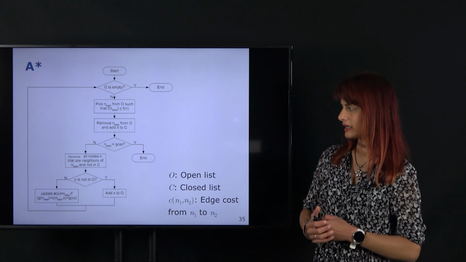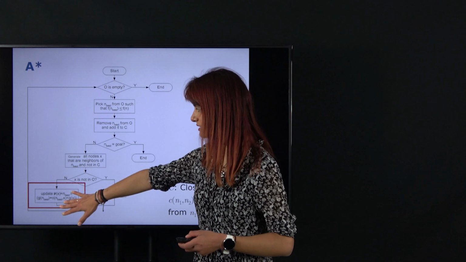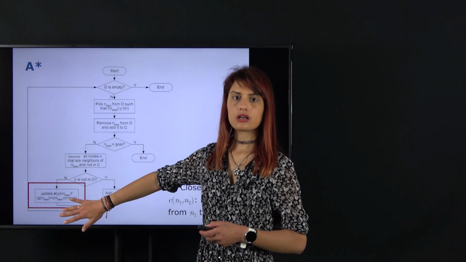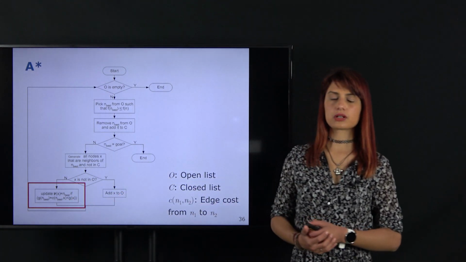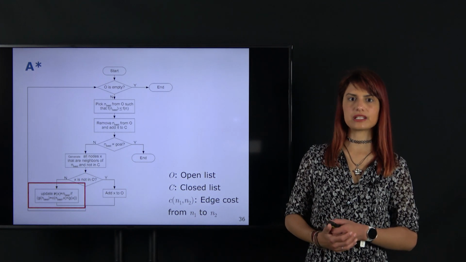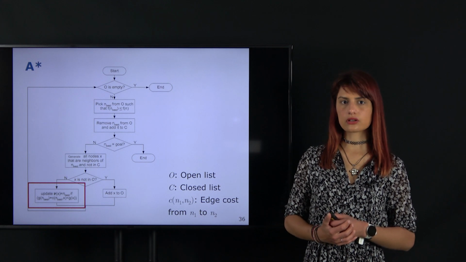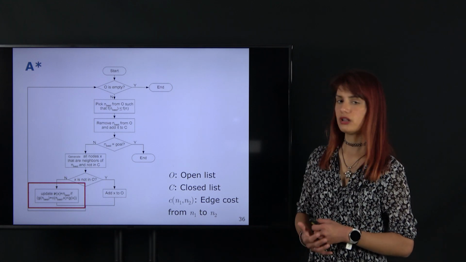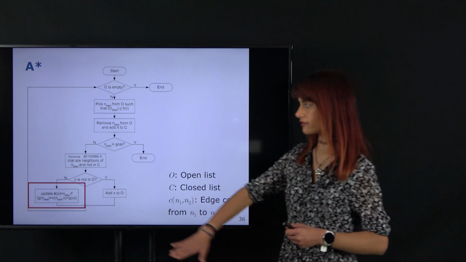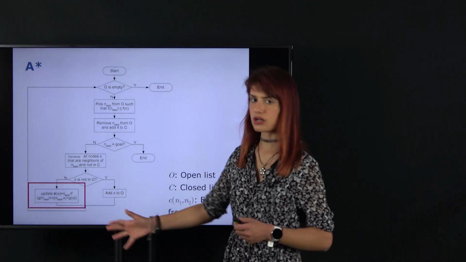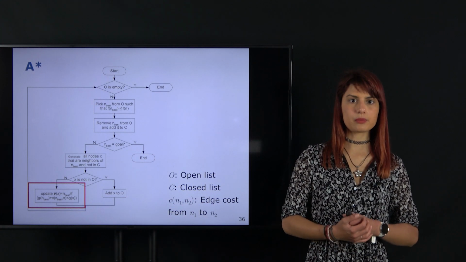An important point to make here is that if we actually reach a node in a different way, but with a lower cost, then we need to update its parent. And this is something that we have seen earlier with the uninformed search example with Dijkstra's algorithm. It's a fundamental step to make sure that we're actually always taking the shortest possible path.